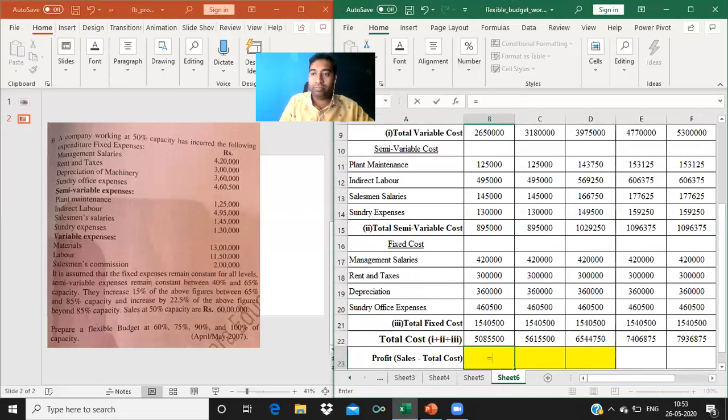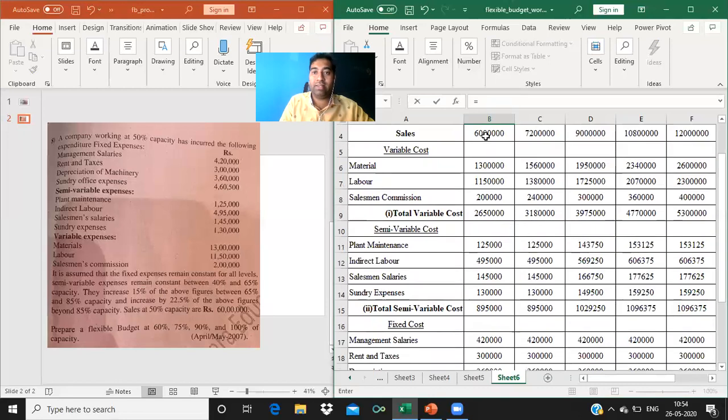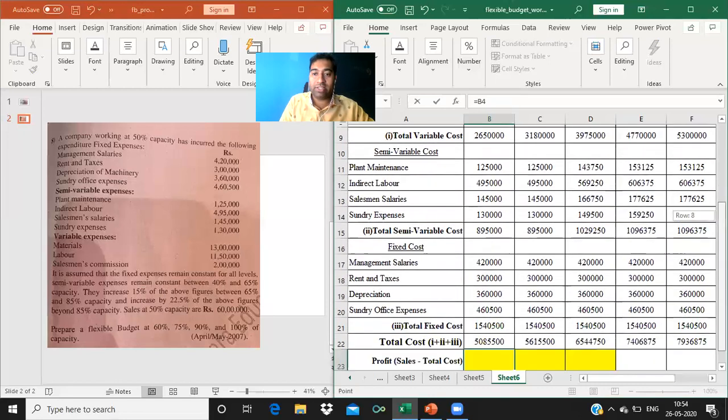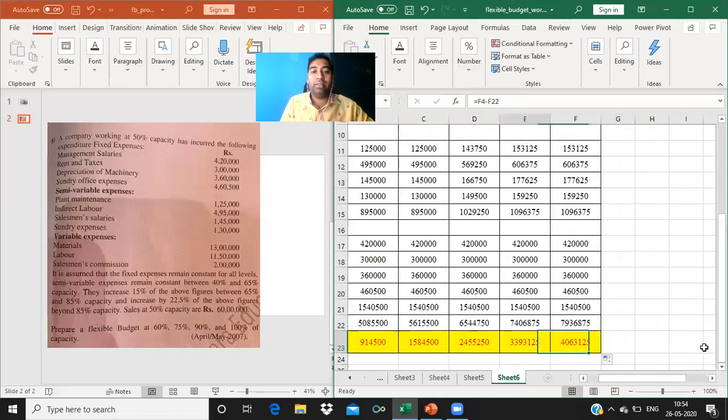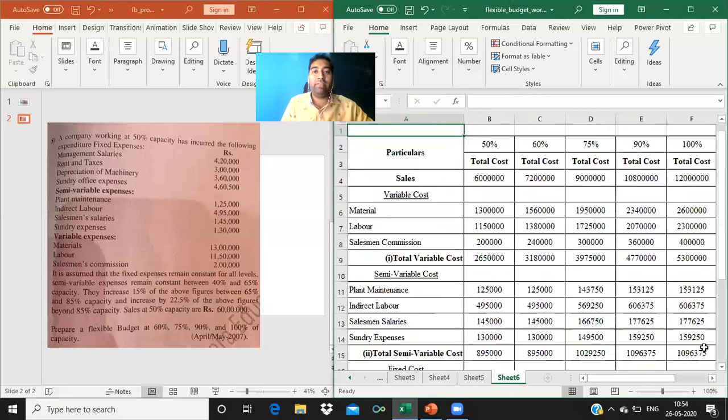In this problem, the sales for the first level of activity is given as 60 lakhs minus total cost calculated, and we got the profit as 9,14,400 and so on. This is the profit which we have calculated. So this is about solving the problems on the flexible budget. I hope I've covered all the methods of solving the problems in the flexible budget.